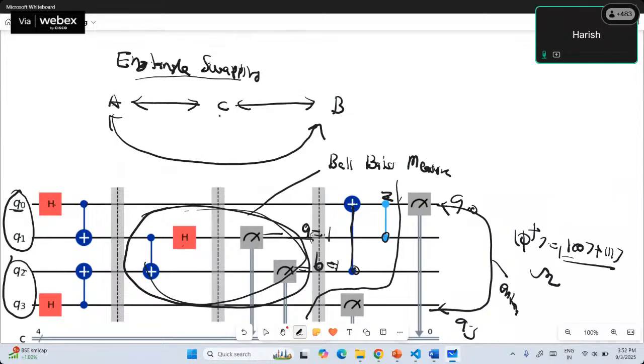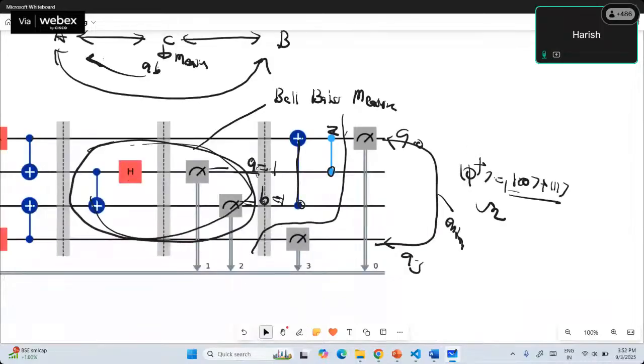See, so Charlie will do measurement. Depending upon the value of AB, Alice will apply this X and Z operation, and then finally their qubits are entangled. So is this thing clear? Any questions?